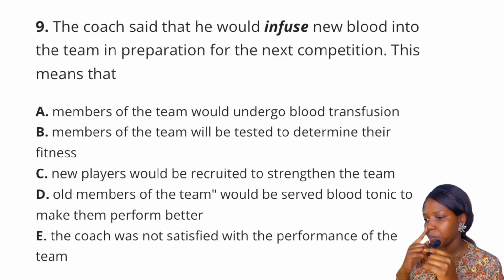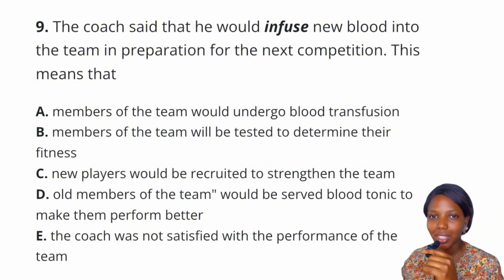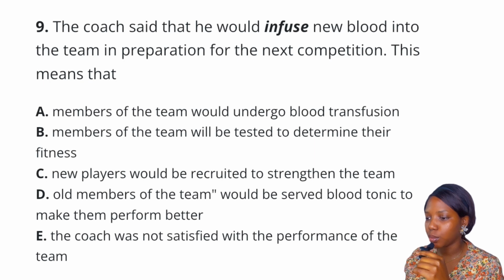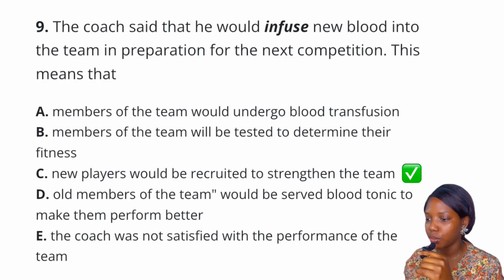Let's take a look at the options. Option A, members of the team would undergo blood transfusion. This is not the answer to this question because this is a literal meaning. We're looking for the figurative meaning. Option B, members of the team will be tested to determine their fitness. This is not the answer. Option C, new players will be recruited to strengthen the team. This is the answer to the question. Option D, old members of the team would be served blood tonic to make them perform better.